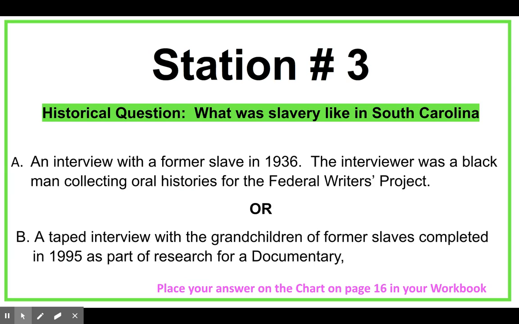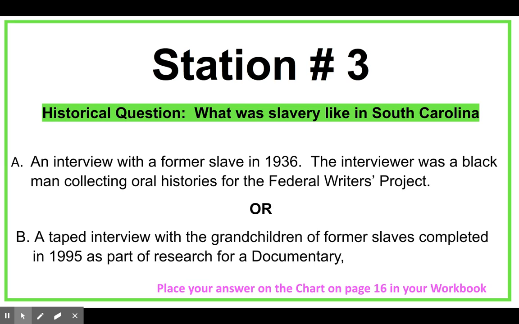I trust source A because this person was actually a slave. They remember what life was like as a slave. They are going to be able to tell you what life was like personally. As opposed to source B, the grandchildren of former slaves. Well, they weren't there. They listened to their grandparents, but we don't know if they are retelling the stories accurately. So I don't know that I would trust source B.